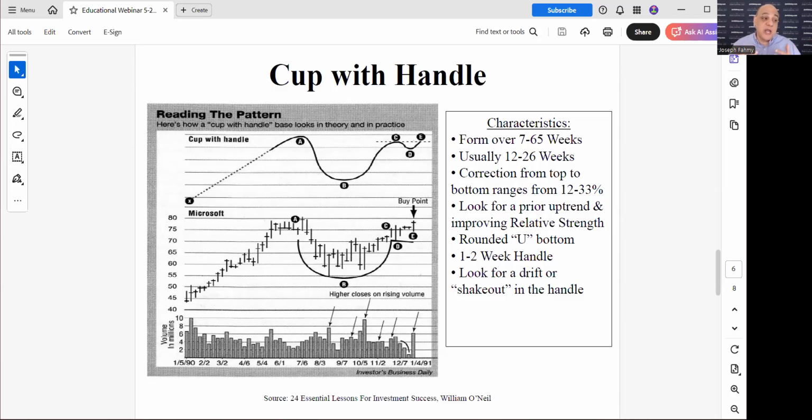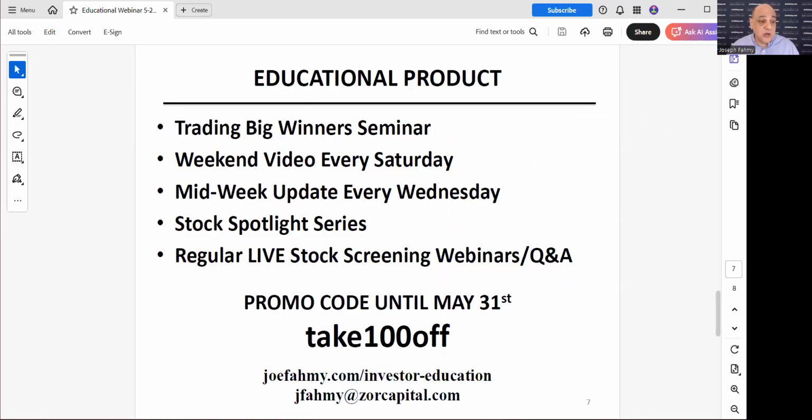And that's where you want to use a lot of these simple technical formations to increase your probabilities with strong buy points. So I'm going to show you how to build a screen based on this.